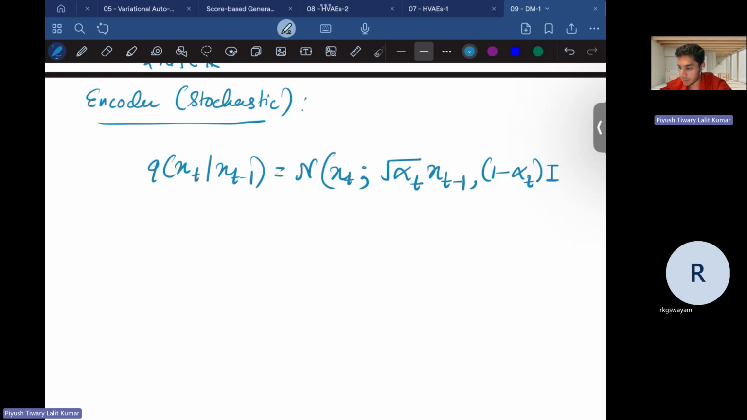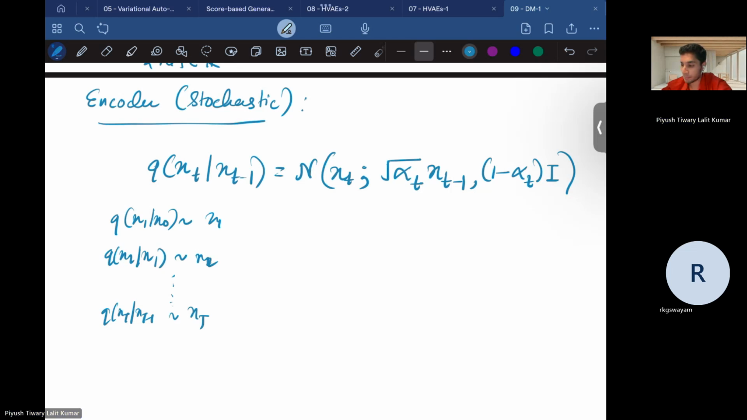So you can think about it like this, right? From x naught, you have a distribution q of x1 given x naught. You sample from this and you obtain x1. Now you have x1, so you know the distribution q of x2 given x1 and sample x2 from it. And do this until xT, which is q of x capital T given x capital T minus 1. So this is the nature of your stochastic encoder. Here, alpha t's are basically your parameters.